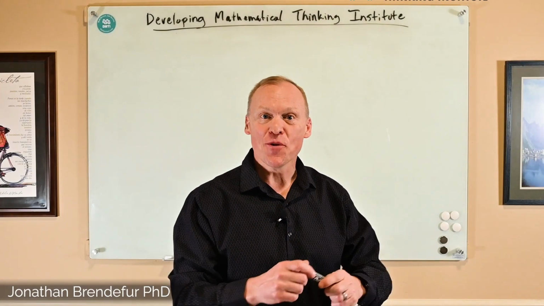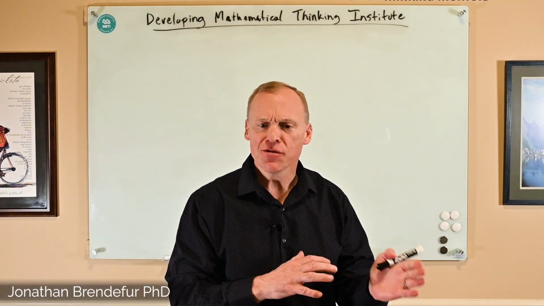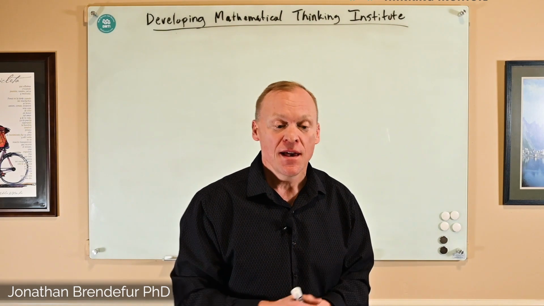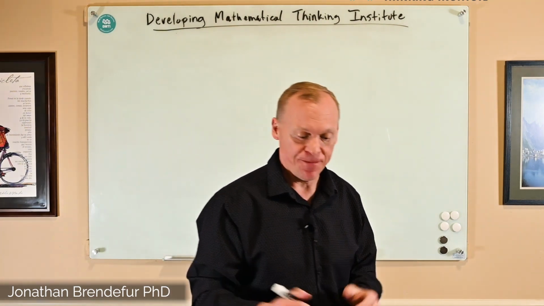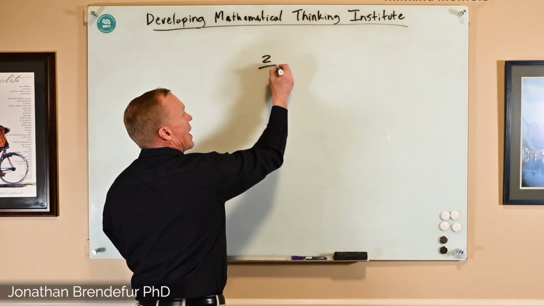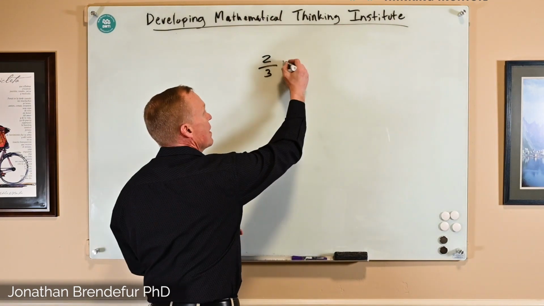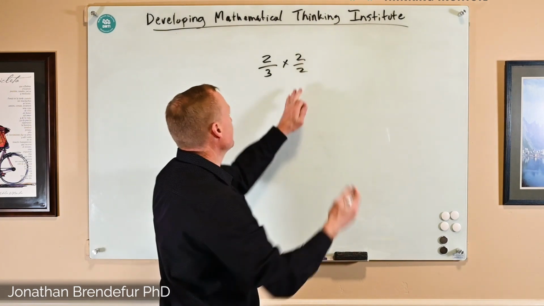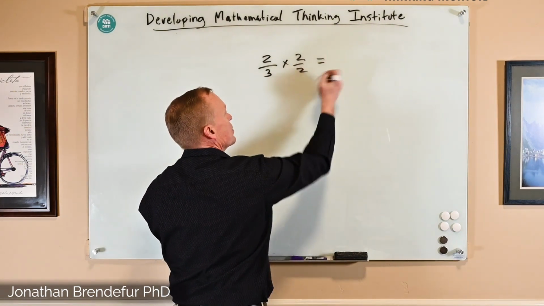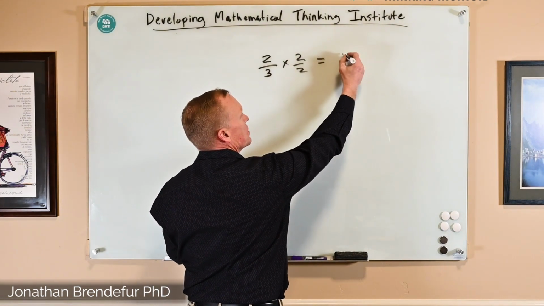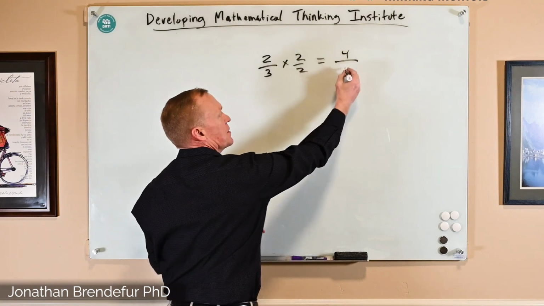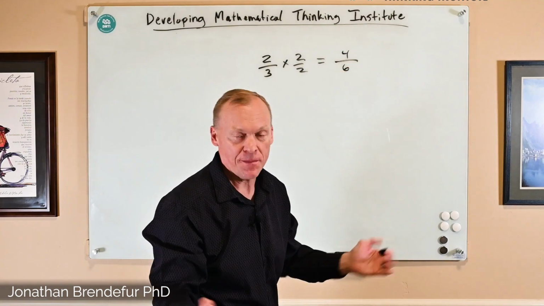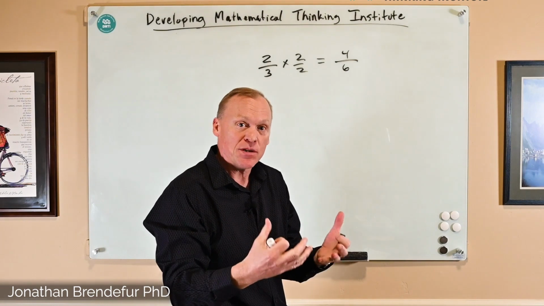Okay, now we're going to move to 4th grade, equivalent fractions. So fractions typically start in 3rd grade. I'm going to show you a 4th grade example. So if you have 2/3 times 2/2, so equivalent fractions, we multiply. So the procedure tells us to multiply the numerators. 2 times 2 is 4, and 3 times 2 is 6. Great, that's the algorithm.